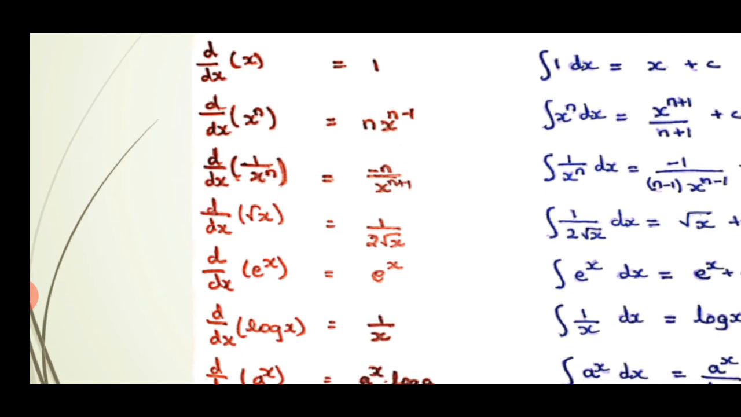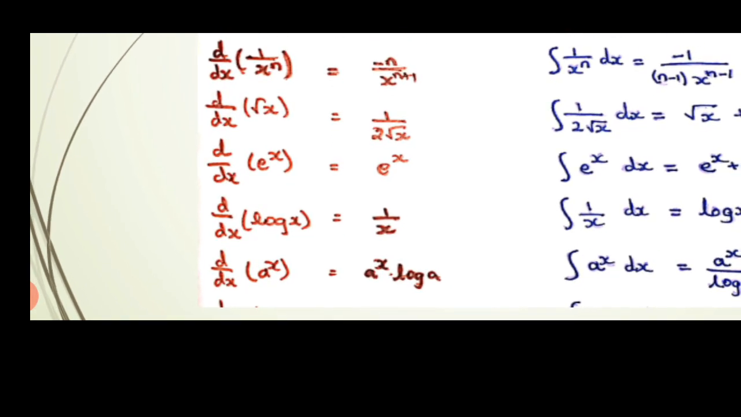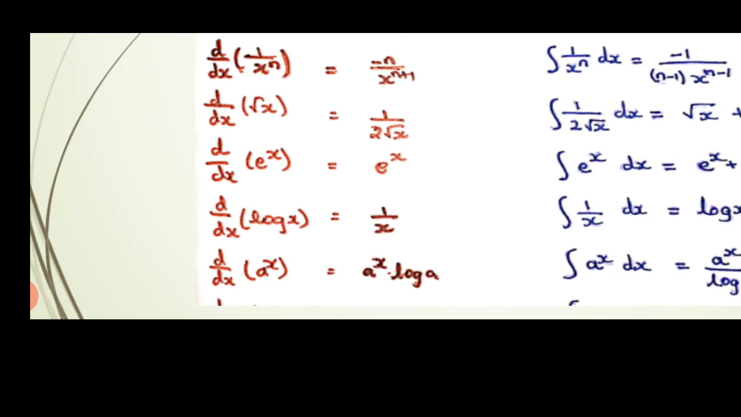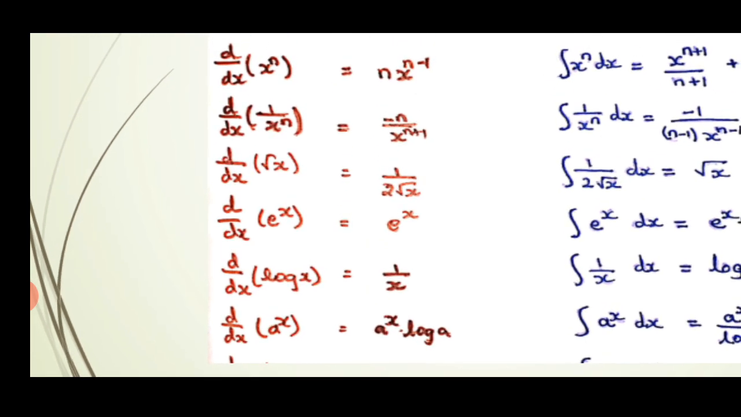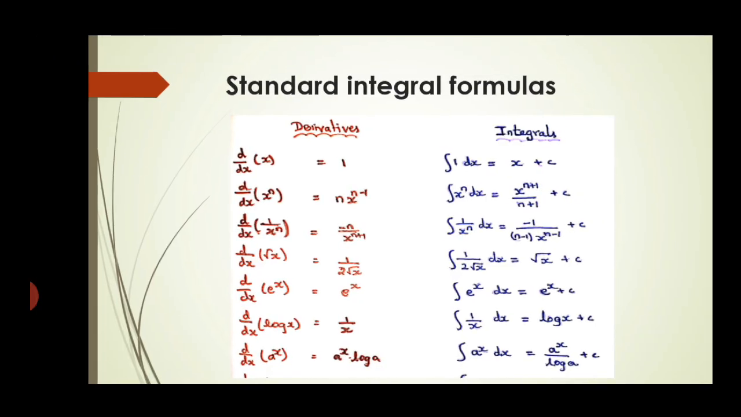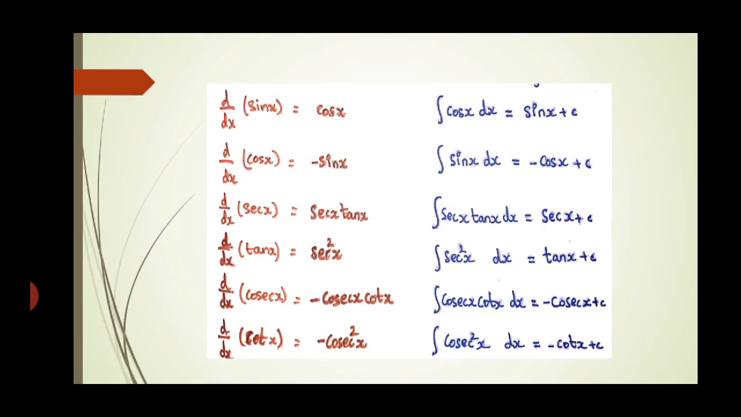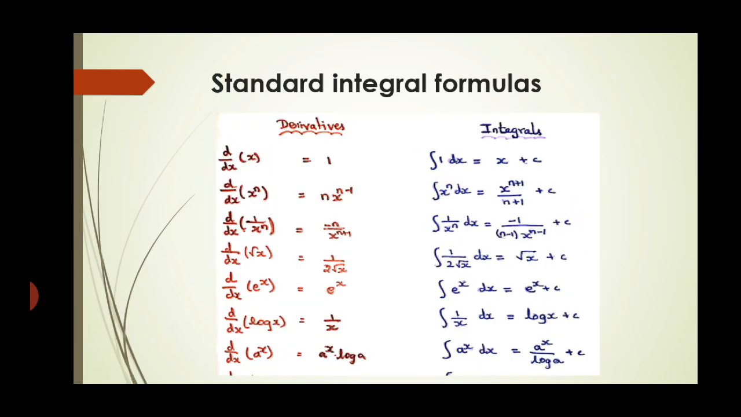The derivative of x power n is n into x power n minus 1, and the derivative of 1 by x power n is minus n by x power n plus 1, and the derivative of root x is 1 by 2 root x, and the derivative of e power x is equal to e power x, and the derivative of log x is equal to 1 by x, and the derivative of a power x is equal to a power x into log a. So we all know these formulas in differentiation, and the other formulas also, the derivative of sin x, cos x, like that also we know.